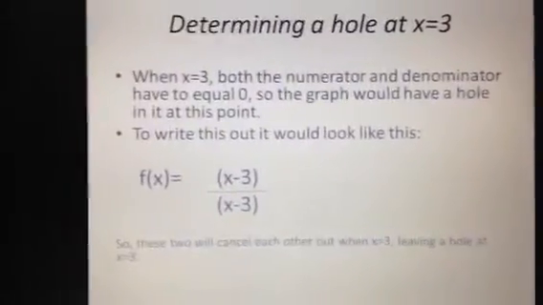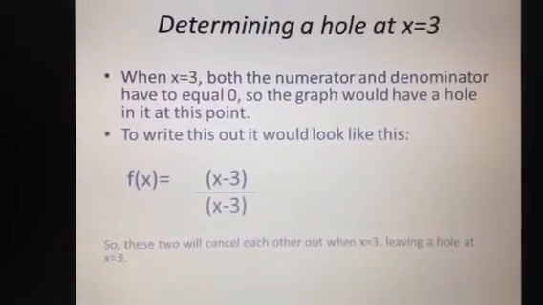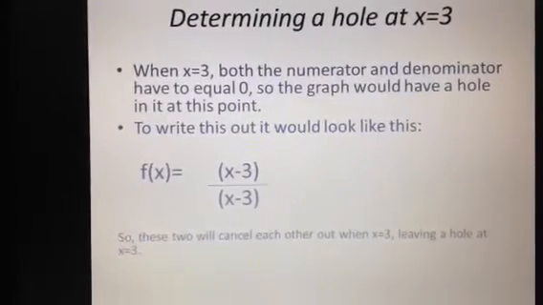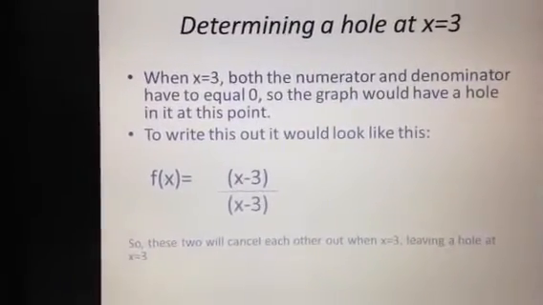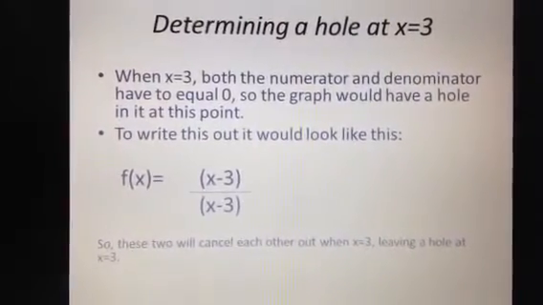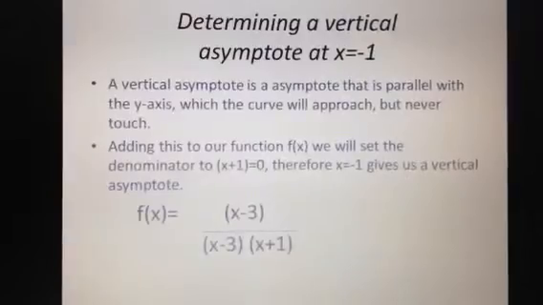Determining a hole at x equals 3. When x equals 3, both the numerator and the denominator have to equal 0, so the graph would have a hole in it at this point. To write this out, it would look like this. F of x equals (x minus 3) all over (x minus 3). So these two cancel each other out when x equals 3, leaving a hole at x equals 3.